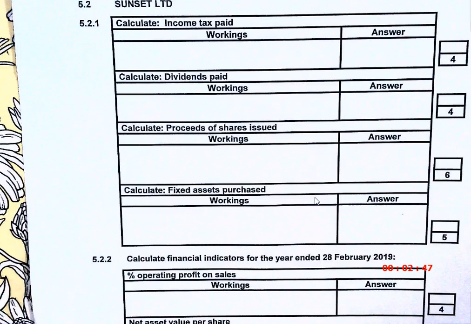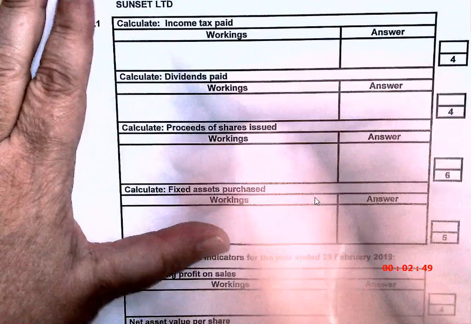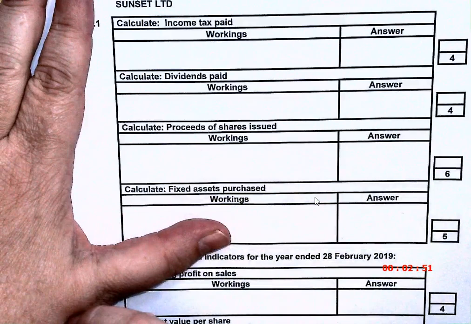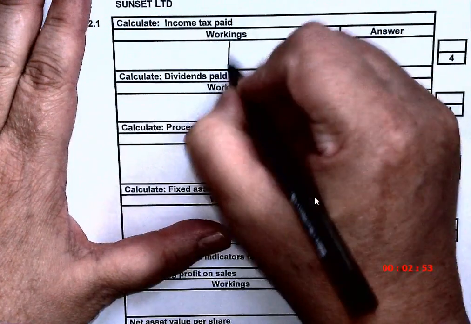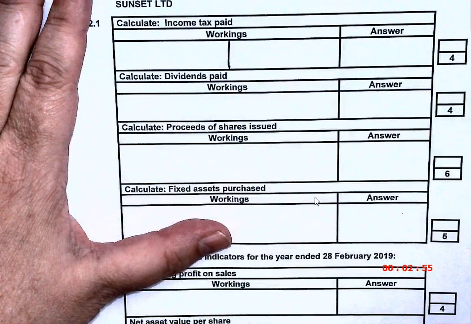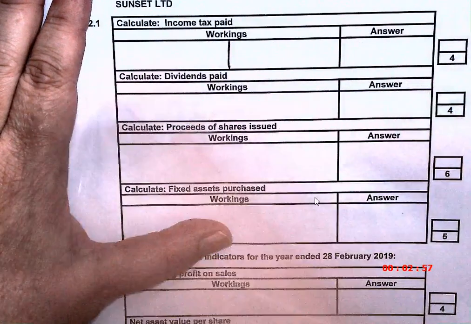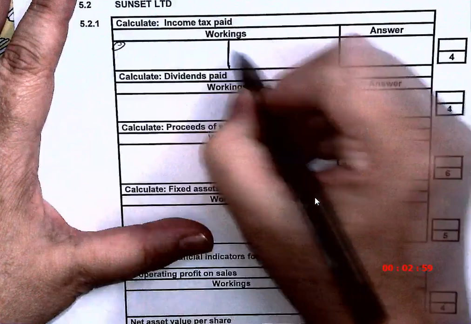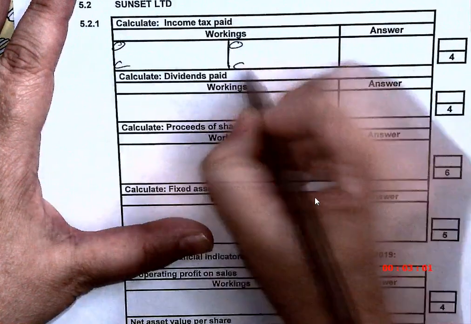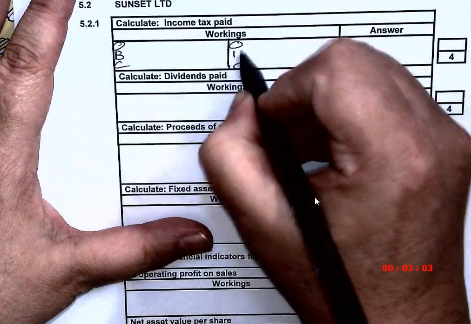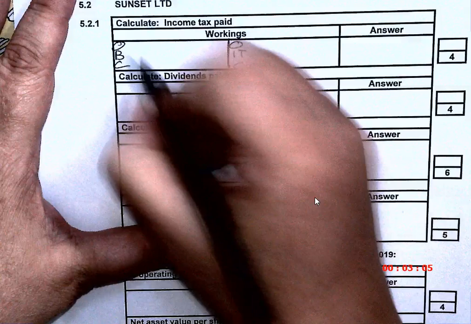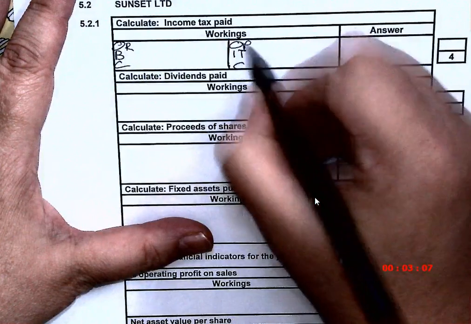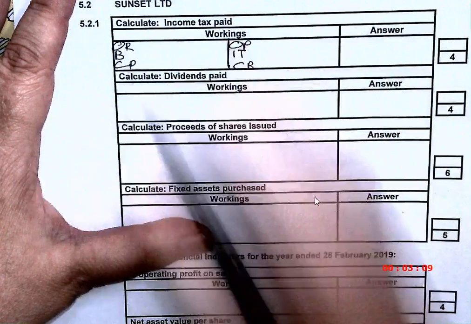Okay, but let's look. Income tax. You can just divide that into 2 and put the amounts in. Opening and closing in the bank, and income tax receivable and payable, receivable and payable.